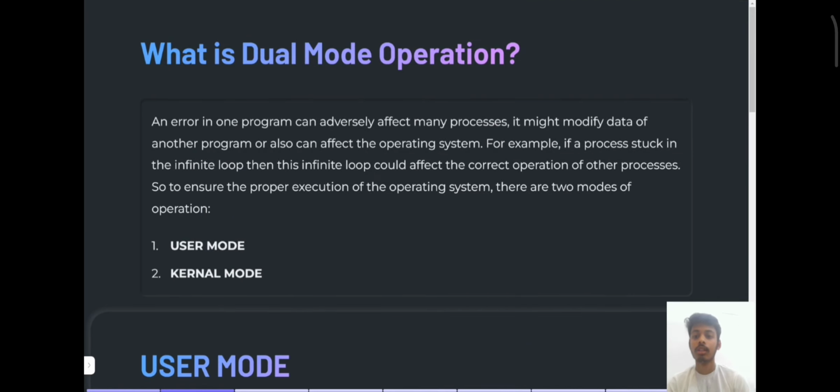Moving on. So, what is basically a dual mode operation? An error in one program can adversely affect many processes. It might modify data of another program or can also affect the operating system. For example, if a process is stuck in an infinite loop, then this infinite loop could affect the correct operation of other processes. So, to ensure the proper execution of operating system, there are two modes of operation, that is user mode and kernel mode.